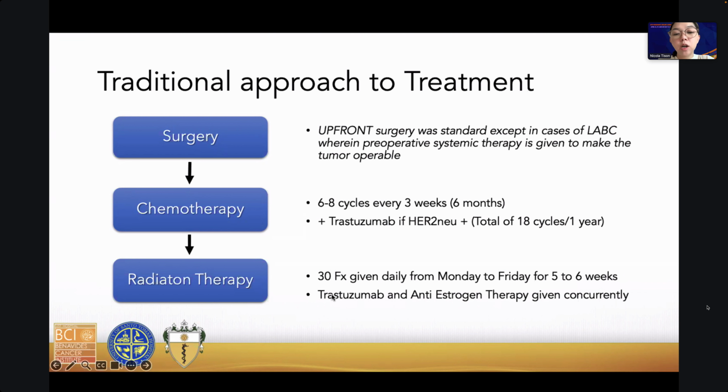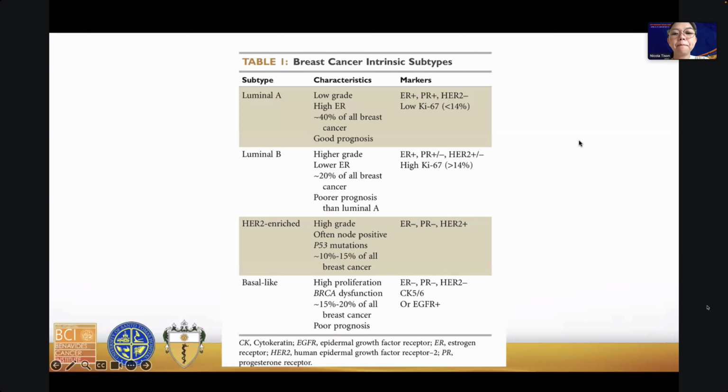If the patient is HER2 positive, once they've completed chemo and go for RT, trastuzumab may be given concurrently with RT. If their tumor is estrogen receptor positive, again, anti-estrogen therapy may be given concurrently with radiation therapy. Anti-estrogen therapy is not given concurrently with chemotherapy. So don't forget this. This is also very helpful when your patients ask you about all the other treatment that they need to receive. So that was the traditional approach to treatment.